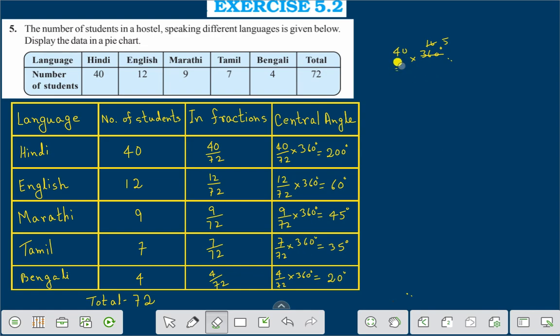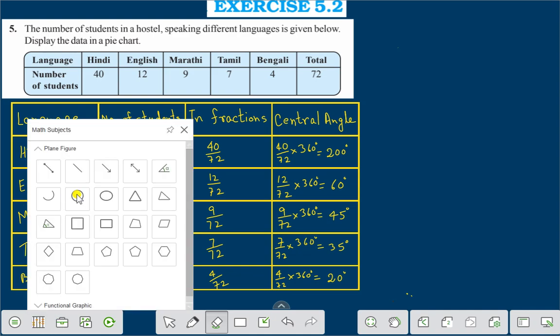After that we will make a pie chart, right? For that you have to take a circle, and here the total number of students is 72. Therefore in fractions 40 by 72, 12 by 72, 9 by 72, 7 by 72, 4 by 72. We found the central angle also. Now we will make the pie chart.